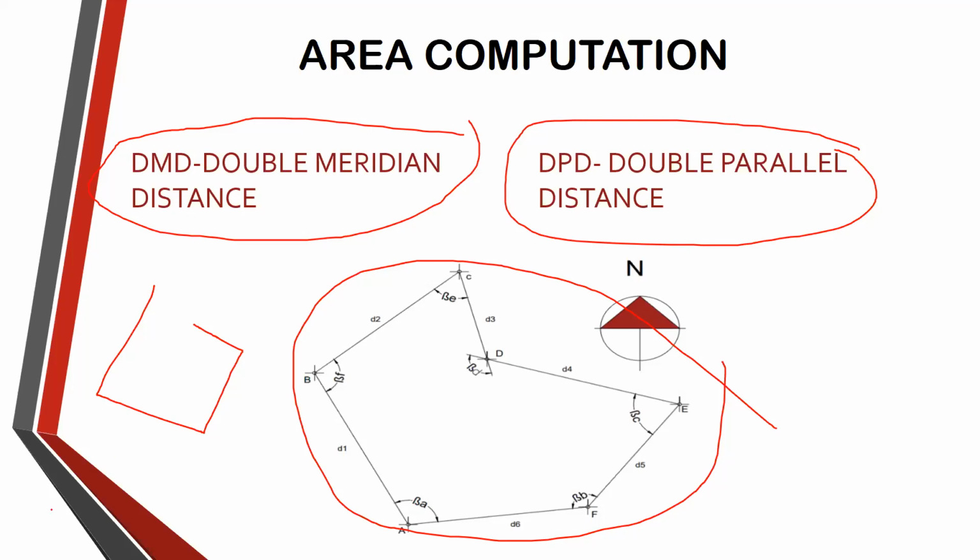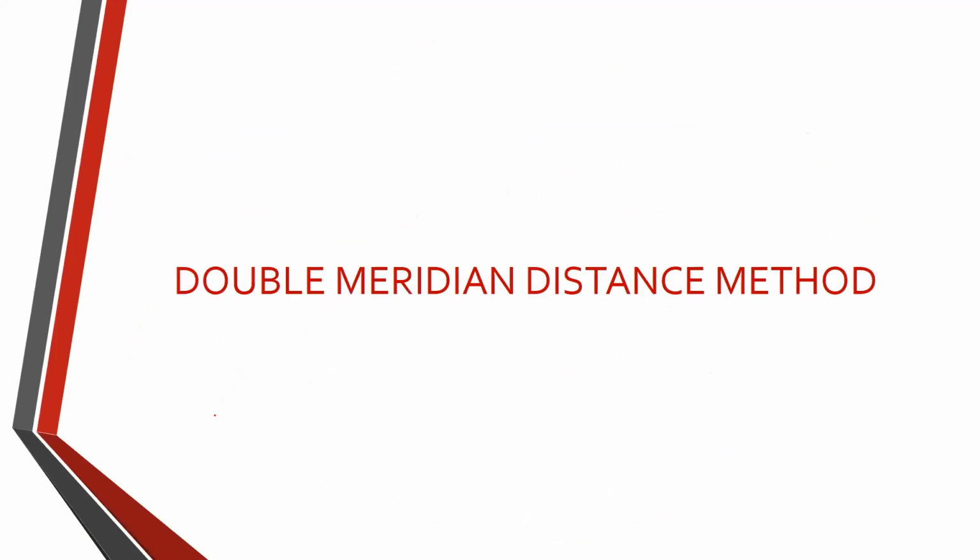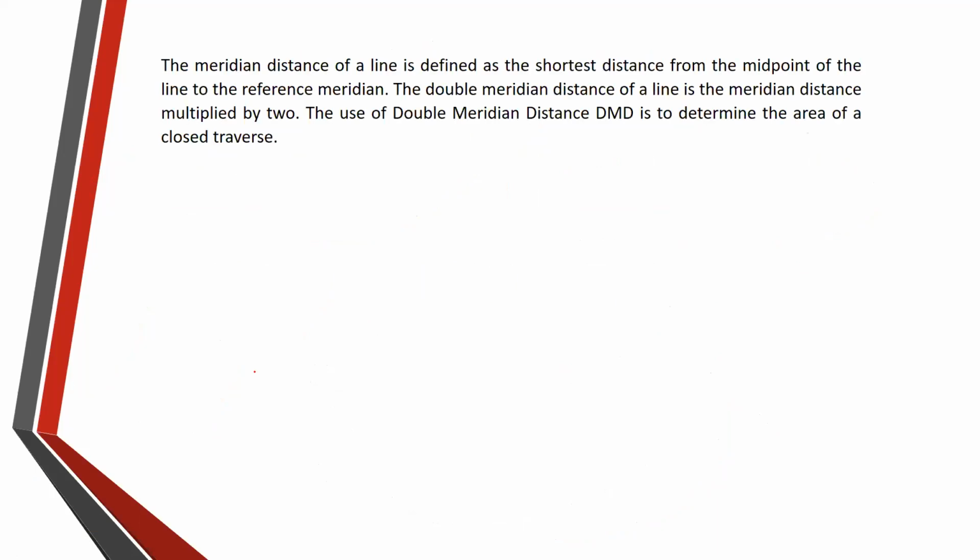Okay? So, next, if close na yung traverse natin, we can now proceed to the area of computation. So let's first discuss the double meridian distance method. So the meridian distance of a line is defined as the shortest distance from the midpoint of the line to the reference meridian. The double meridian distance of a line is the meridian distance multiplied by 2. The use of double meridian distance is to determine the area of a closed traverse.